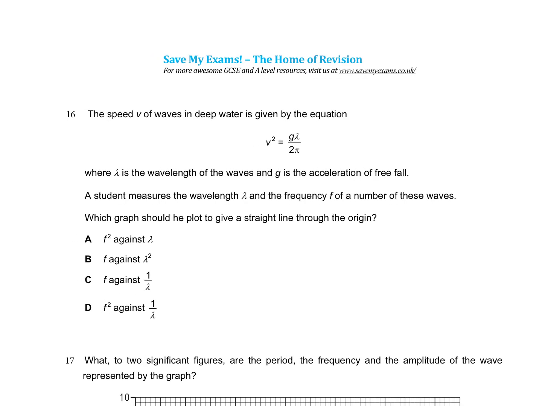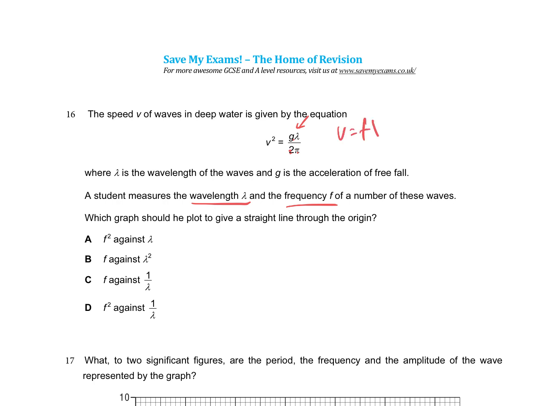Question 16. Now the student measures the wavelength lambda and the frequency f for these waves. Now you notice that lambda's already in here, that's great, but we don't have f. So we need to get f into that equation. Now g, 2 pi and 2 and pi are all constants, so we don't need to play with those, but v is a variable. We need to remove that because it's not one that's being measured or changed. So we need to put in for f.